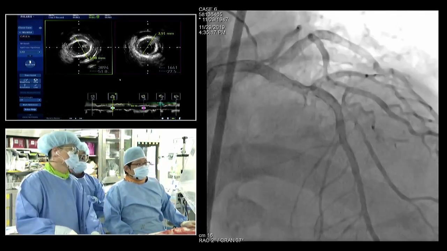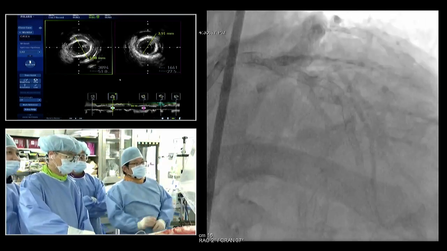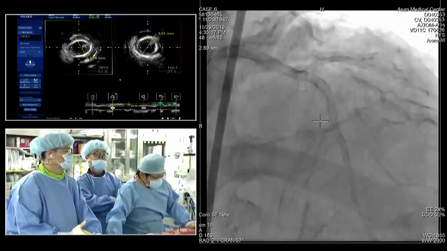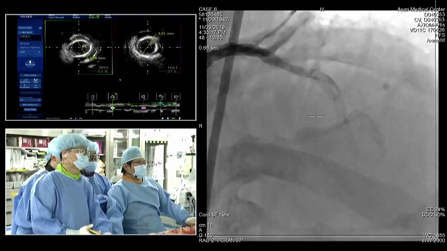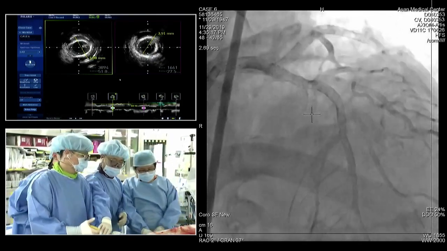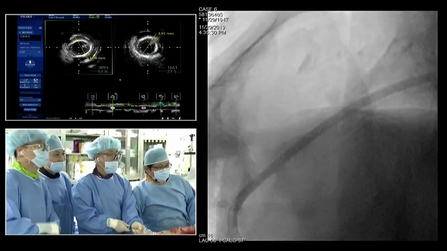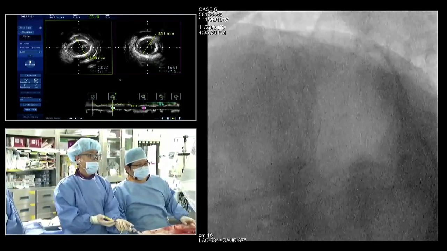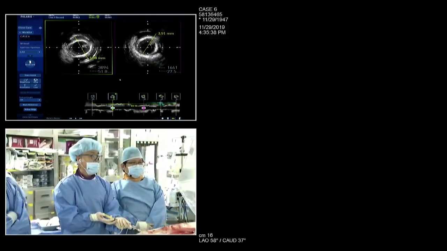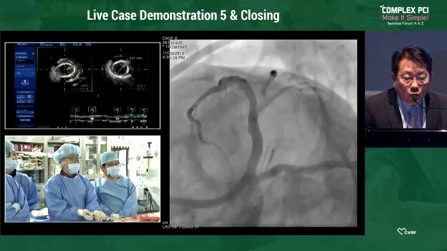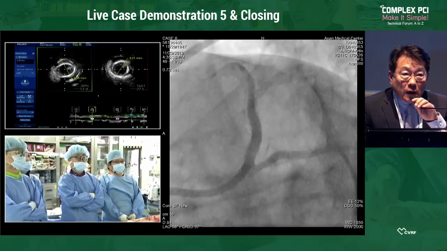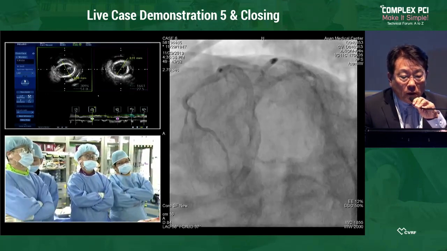Okay, nice. Great. So, Dr. Han, what is the last message from this case? A non-compliant high pressure balloon, almost 28 atmospheres, may work for the calcific region, in many cases of heavy calcification. That is the message, right?